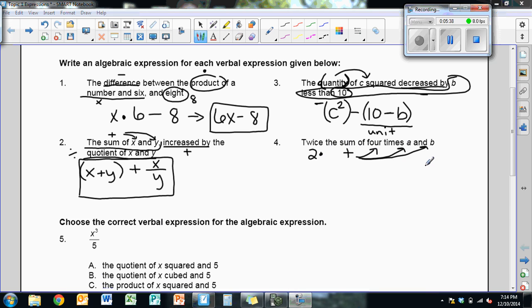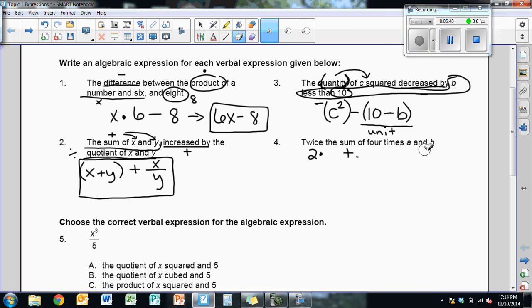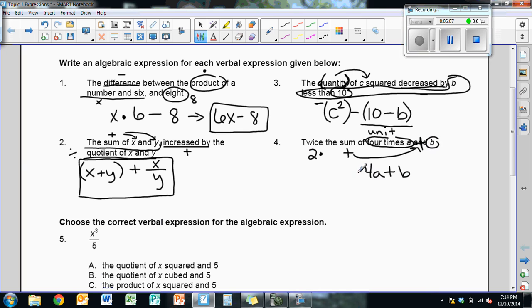Now if we read back through that, that doesn't quite make sense. The sum of 4 times A and B, well, sum means to add. So that really tells us this and part here is where that plus is going. So if I were to write my plus here, on the left side of my plus, I have 4 times A. On the other side, I have B. And 2 is being multiplied by all of this. So to show that, I must use parentheses.